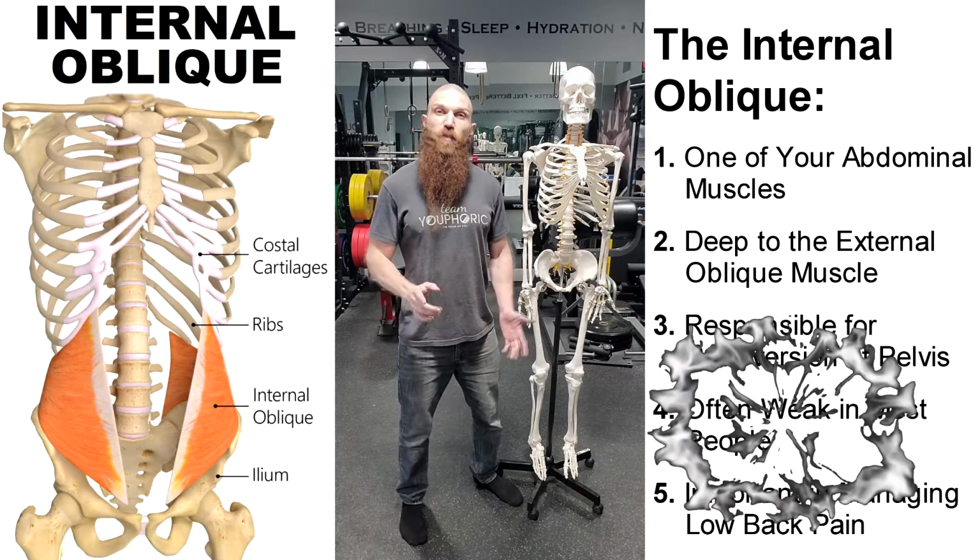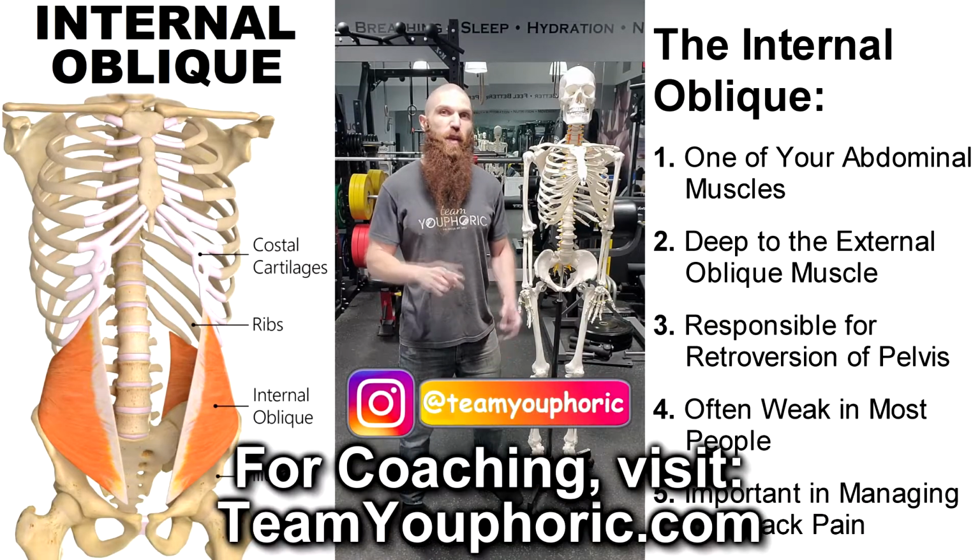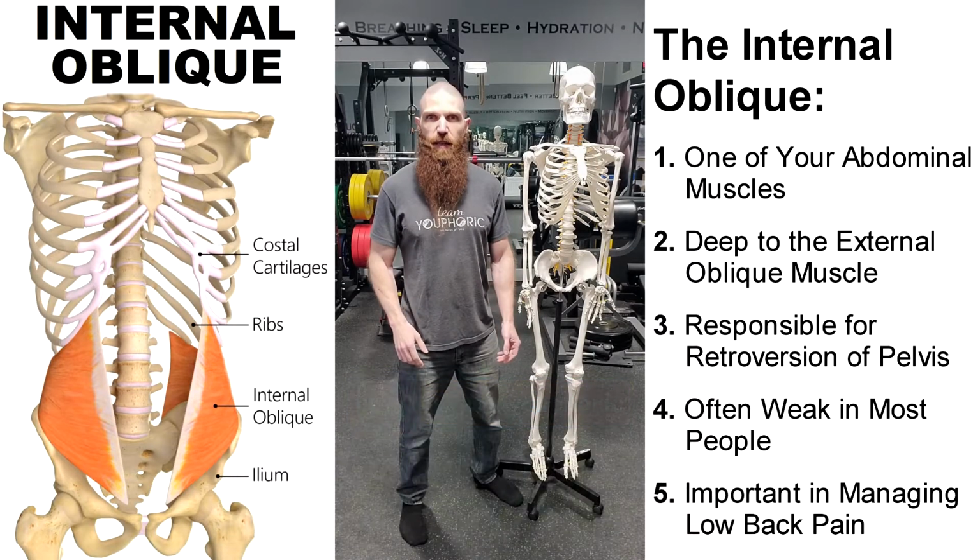The internal oblique is one of your abdominal muscles. It's deep to the external oblique, and one of its actions is going to be retroversion of the pelvis, which makes it a very important muscle, especially in managing something like low back pain.